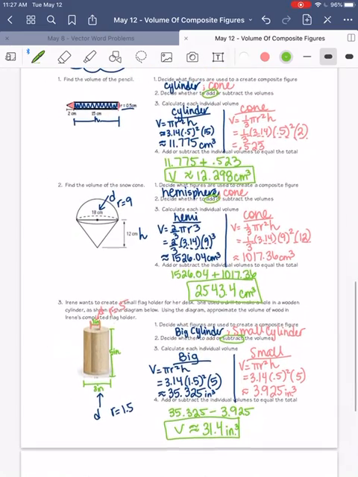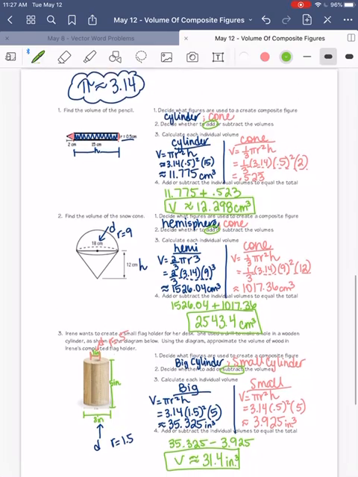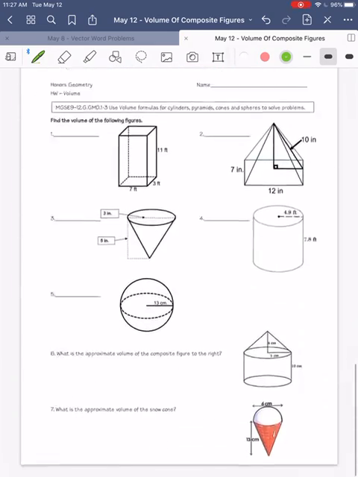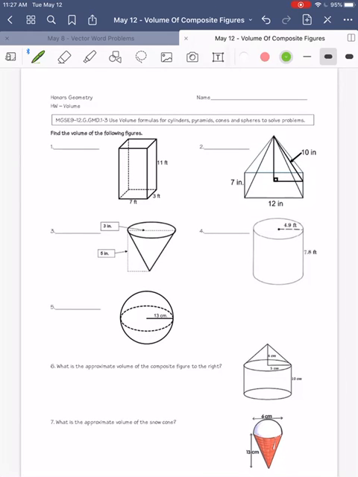All right, so there are 3 problems, 2 where you add and 1 where you subtract volumes in order to find composite figures. Okay, so your homework is here. Now I want to go ahead and say, be very careful. 1 through 5 are just plain old figures. They're not composite figures. That's just more practice on what we've already talked about.